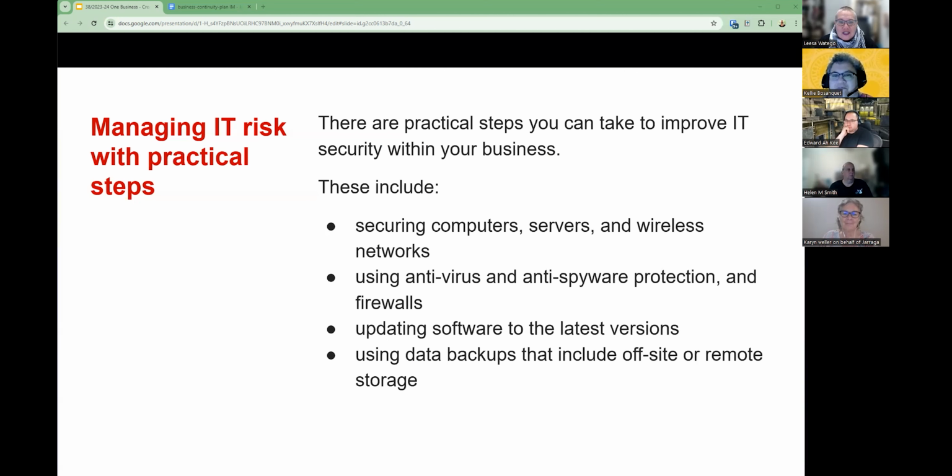But so what are some of the practical things that you can do? The practical steps you can take to improve IT security within your business include securing your computers, servers, wireless networks, using antivirus and anti-spyware software protection. We keep our devices up to date. Using data backups that include offsite and remote storage. Eddie talked a little bit about that last month in part 1 of this workshop.